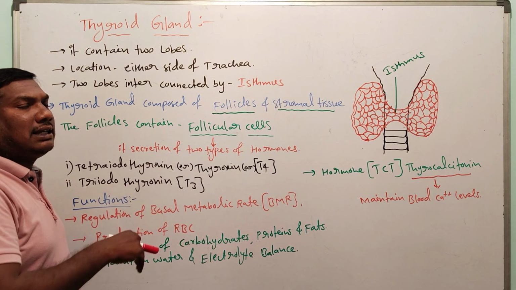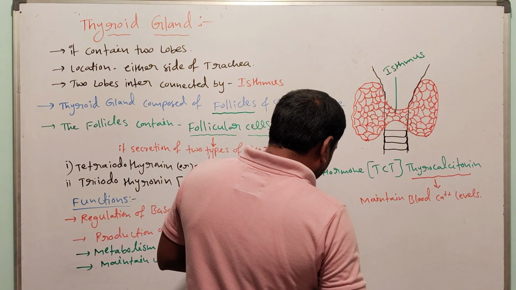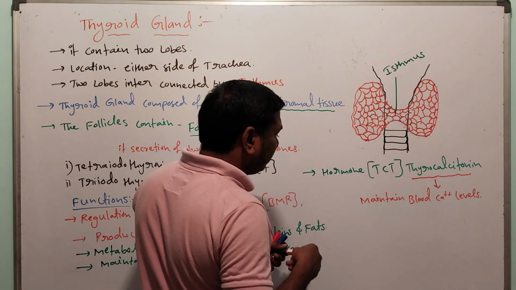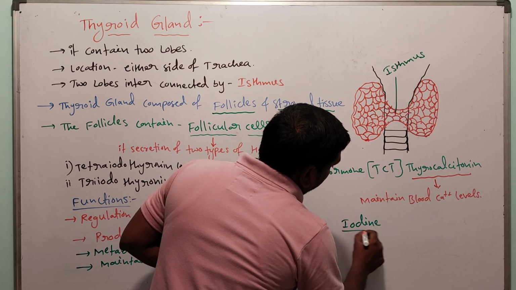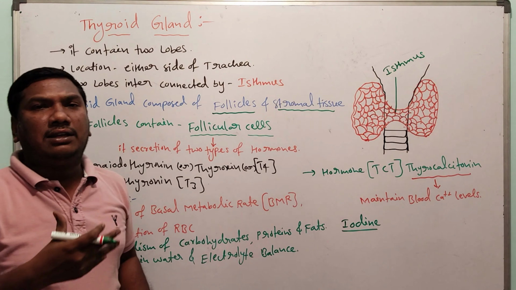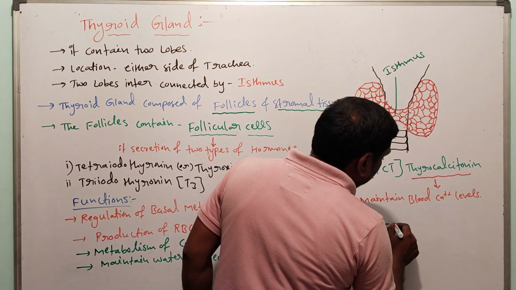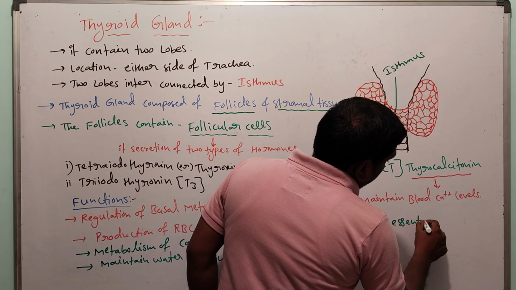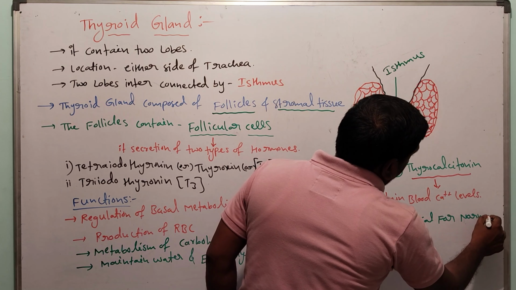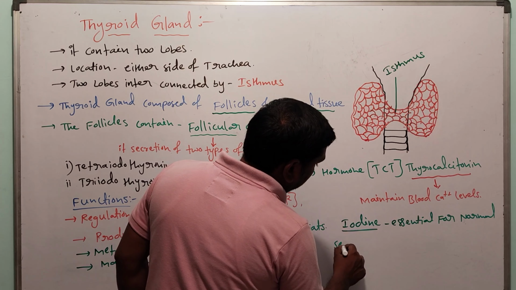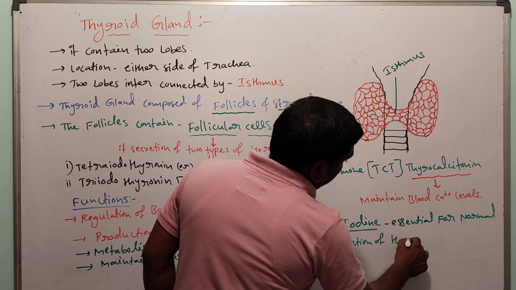Next, iodine in the thyroid gland. Iodine is essential for the normal secretion of thyroid hormones.